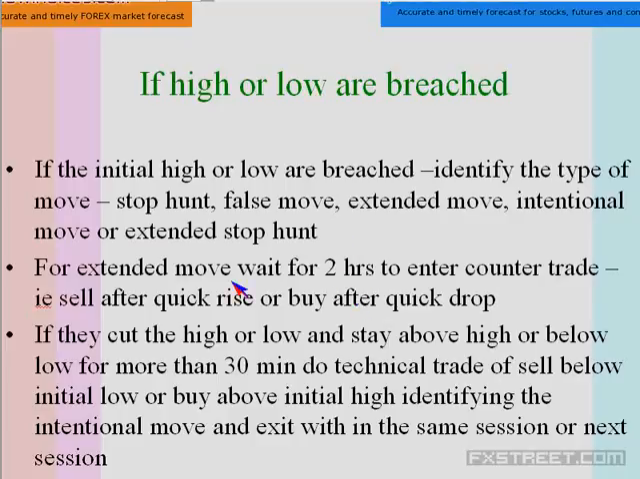So when they make an extended move, wait for 2 hours, then enter or make a counter trade. When they rise, take a sell position. When they drop, take a buy position. After 2 hours, you know that the extended move is an intentional quick move. Always, the quick moves are false moves.